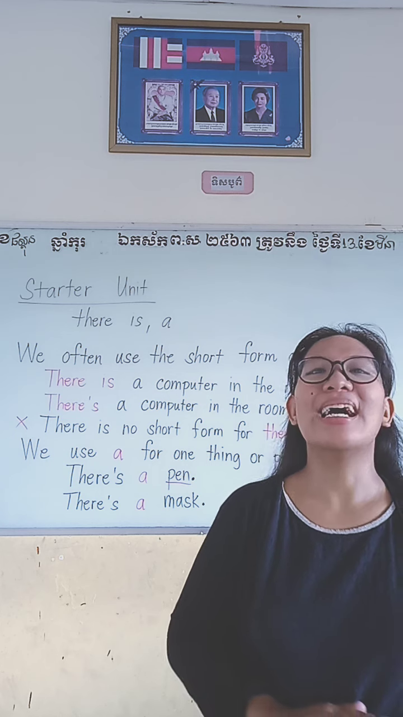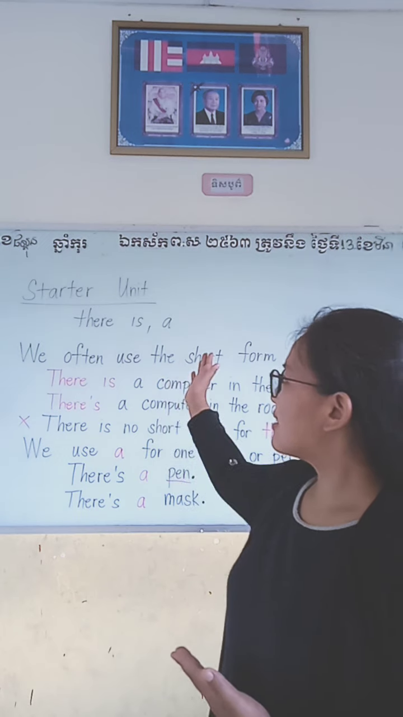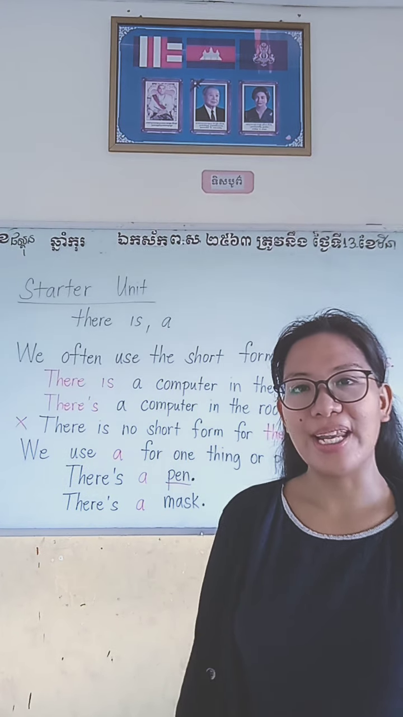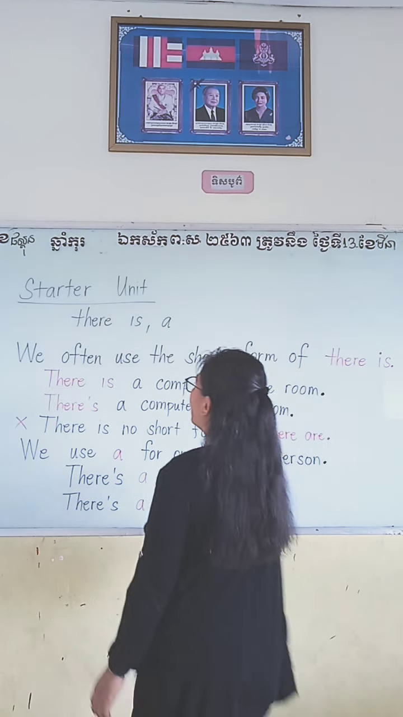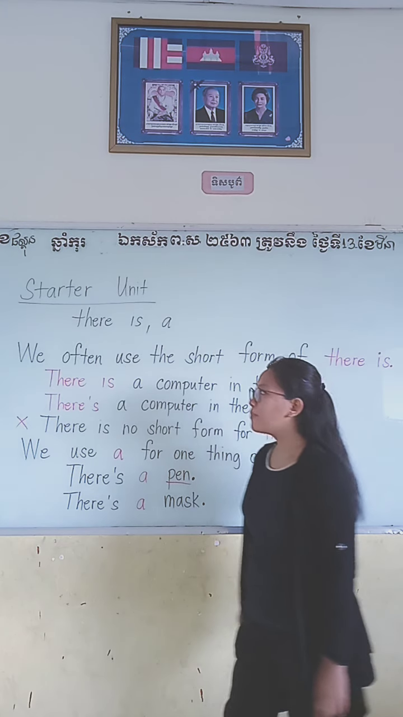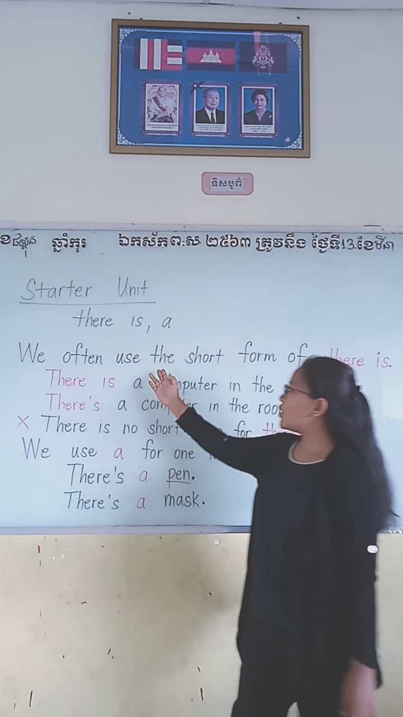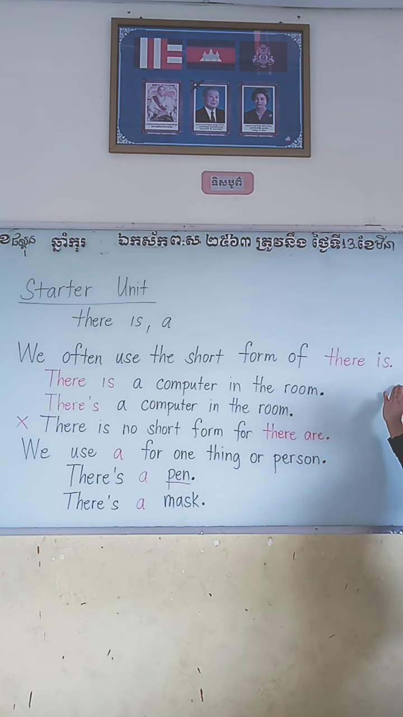All right, now let's proceed. Let's go to our next and last lesson. There is an A. Okay, let's read. We often use the short form of there is. Okay, you can use the short form of there is. There's. Okay?